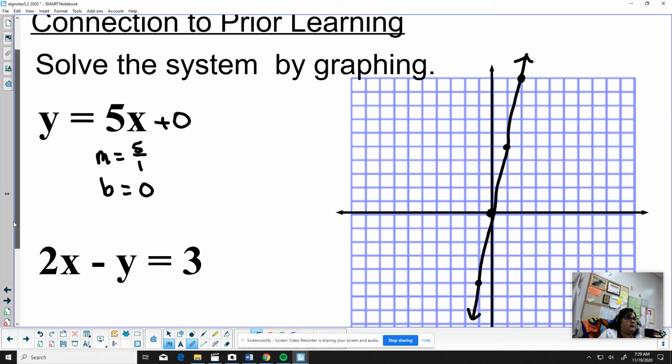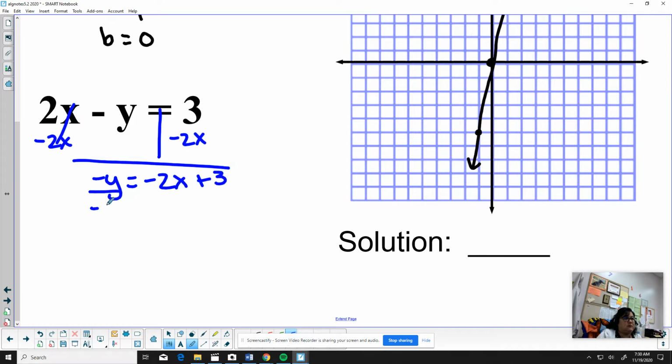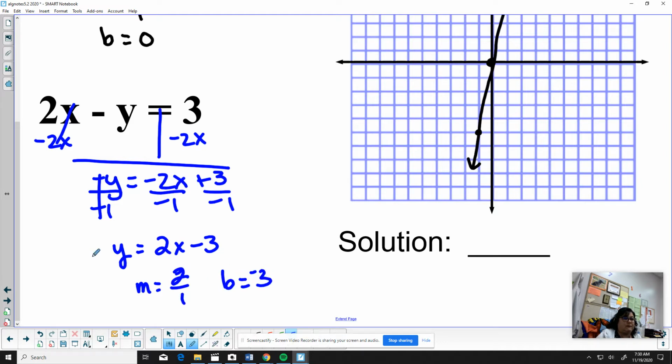Okay, and this one over here is not in the correct form. It's in standard form, and I need it in slope-intercept form. So I can pull the slope and the b out. I'm going to move things around so y is in front by itself. So I'm going to subtract 2x on both sides, and then I'm going to divide by -1 for each. So that's y equals 2x minus 3. My slope here is 2 over 1, and my b is negative 3.